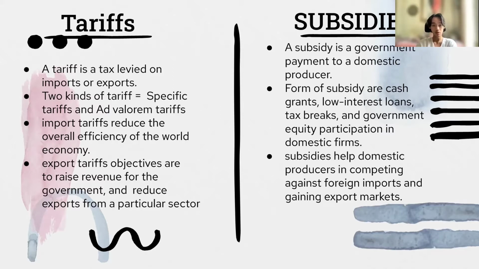And then the second one, subsidies. A subsidy is a government payment to a domestic producer. The forms of subsidy are cash grants, low interest loans, tax breaks, and government equity participation in domestic firms. Subsidies help domestic producers compete against foreign imports and gain export markets.